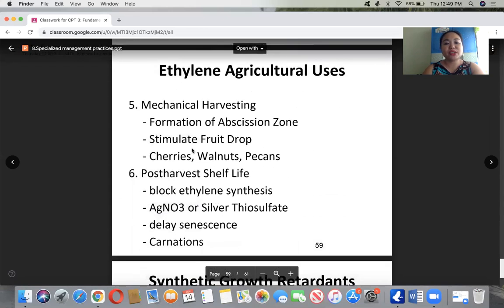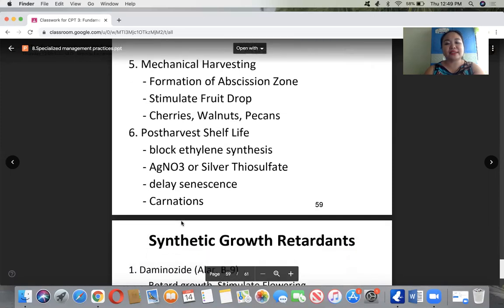So it's also used for mechanical harvesting that induces formation of the abscission zone and stimulates fruit drop like in cherries, walnuts, and peanuts. And post-harvest shelf life, which blocks ethylene synthesis with silver thiosulfate and delays senescence for termination.